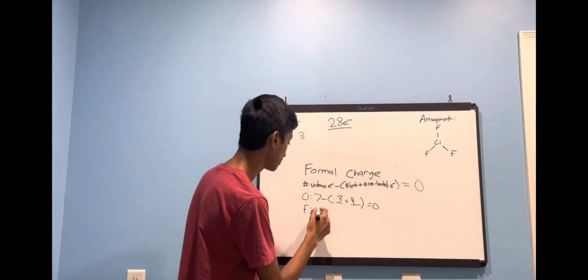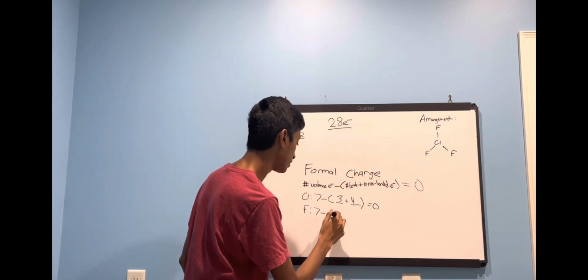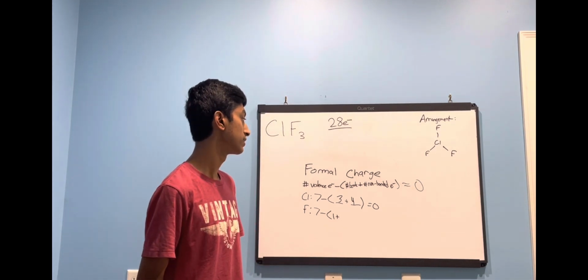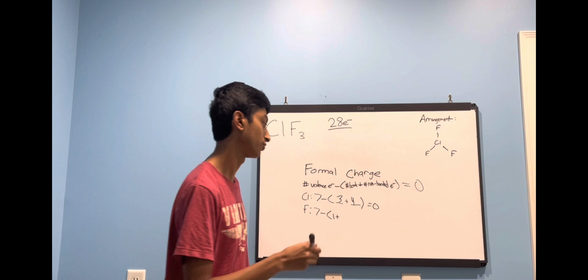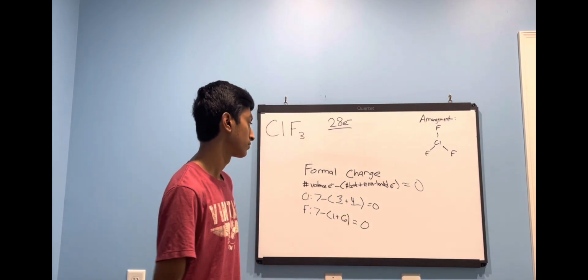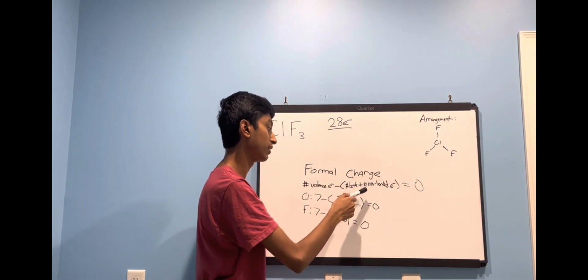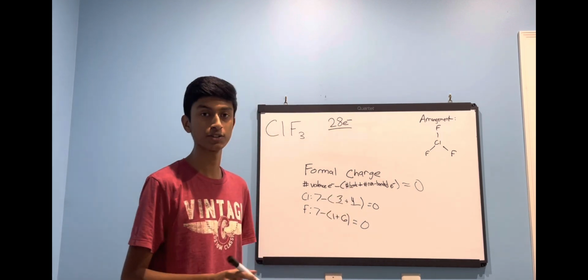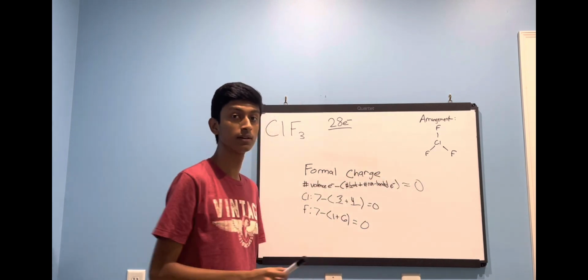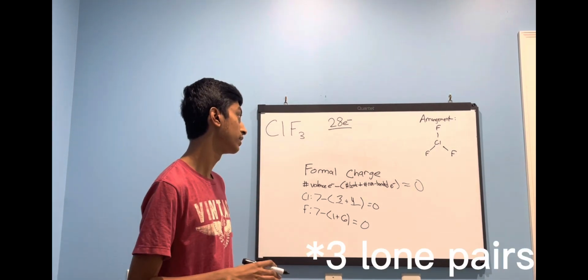Now for fluorine, we can do the same thing. Fluorine has 7 valence electrons. It has 1 bond, and 7 minus 1 is 6. That means we'll need 6 non-bonded electrons on fluorine, so we'll get 6 there, and we'll get 0. So these are the numbers we're going to have. For chlorine, 3 bonds and 4 non-bonded electrons, so that's 2 non-bonded electron pairs. And for fluorine, we're going to have 1 bond and 6 non-bonded electrons, so that's 3 electron pairs.